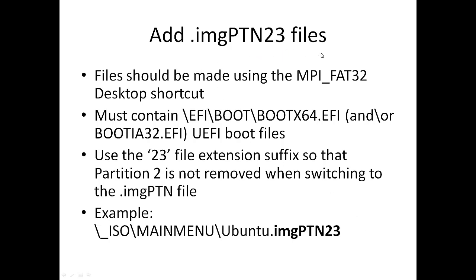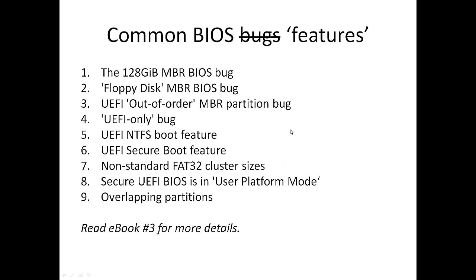And then after that, all you do is add your imgPTN23 files. So these are the imgPTN files, but you just add the number 23 to the end of it or somewhere into the file name. You can have imgPTN23 auto, for instance. Just make them in the usual way using the MPI FAT32 desktop shortcut. So as long as it's UEFI bootable, then it should work. And you just add them to your first partition of your Easy2Boot drive.